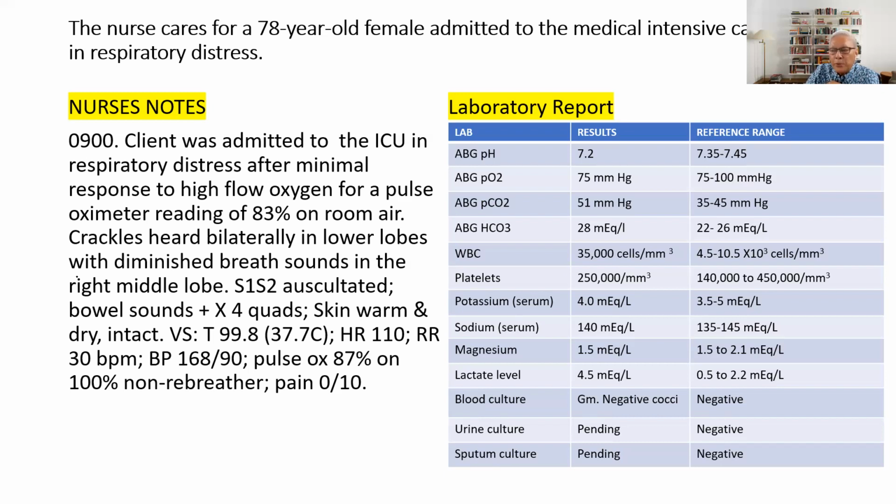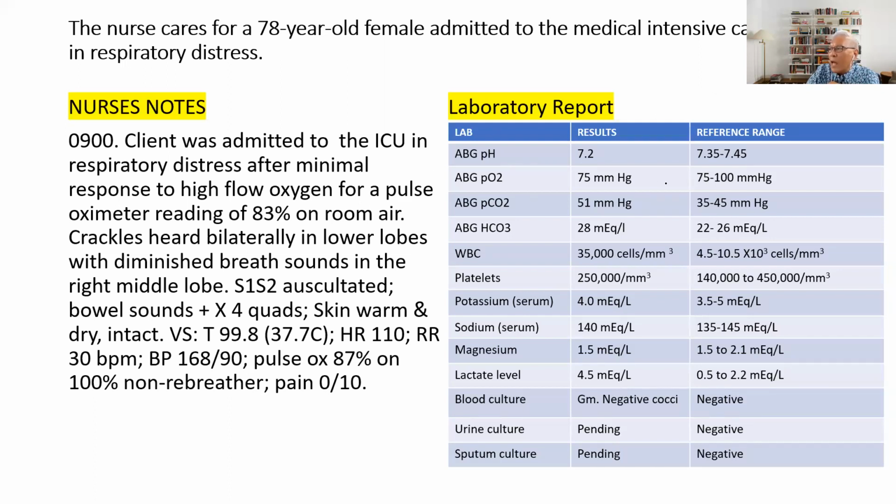Crackles heard bilaterally in the lower lobes with diminished breath sounds in the right middle lobe. S1, S2 auscultated. Bowel sounds positive times 4 quadrants. Skin warm and dry, intact. Vital signs: temperature 99.8, heart rate 110, respiratory rate of 30, a blood pressure of 168/90, a pulse oximetry of 87% on 100% non-rebreather, and the pain is 0/10.